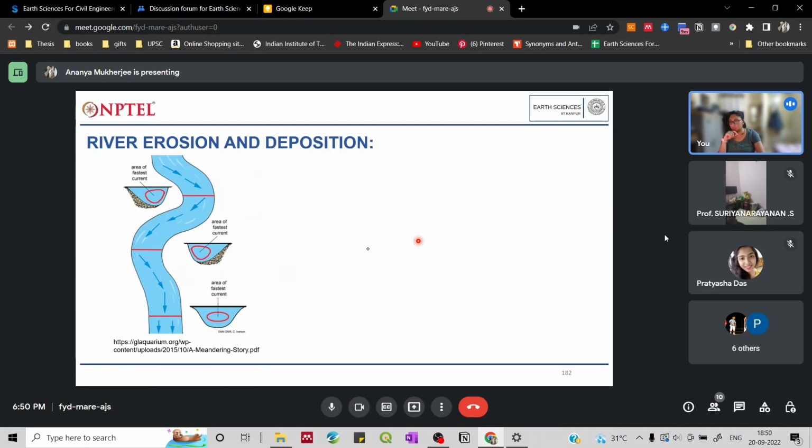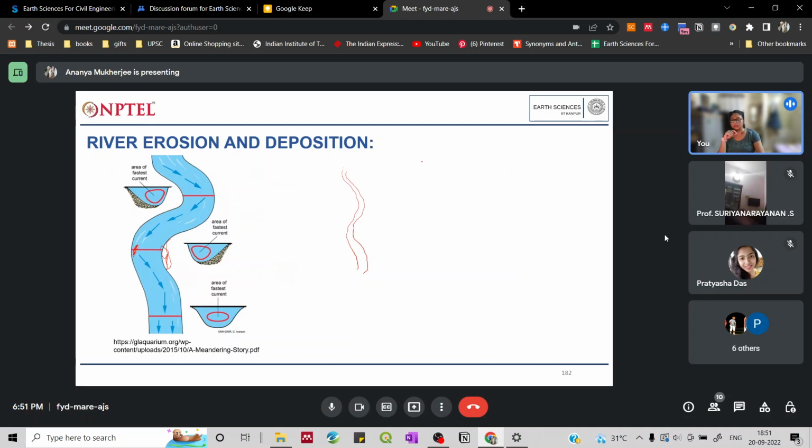Then when you come to meandering, you can see that this is meandering. This is the area of the fastest current. As I said, the outer part will get eroded because of the faster flow velocity of the river. This part would get deposited. As you can see, this is the deposition, this area would get deposited, and this is the erosion. So suppose, as I had mentioned, this is how the river is at the first stage.